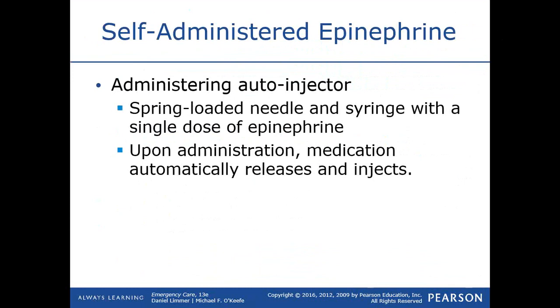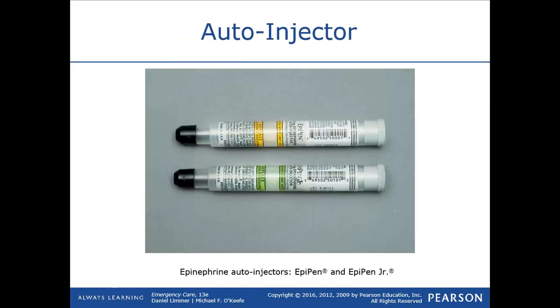The auto-injector is a spring-loaded needle and syringe that has a single dose of epinephrine. There is an adult dose of 0.3 milligrams of adrenaline to be given IM, and there's a pediatric dose of 0.15 milligrams that would be given IM. Upon pressing the device against the mid-thigh, the medication is automatically released and injects into the muscle where it goes to work in about 5 minutes or so.